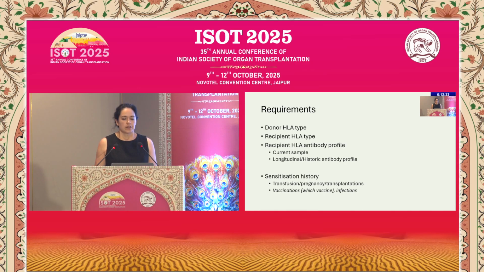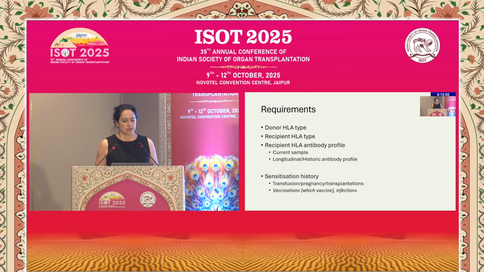So what do you need for a confident virtual cross-match? You need the donor HLA type, and then the recipient HLA type, and we type our donor and recipients to ABC, DRB1, DQ beta1, DQ alpha1, DP beta1, DP alpha1, and DR345.